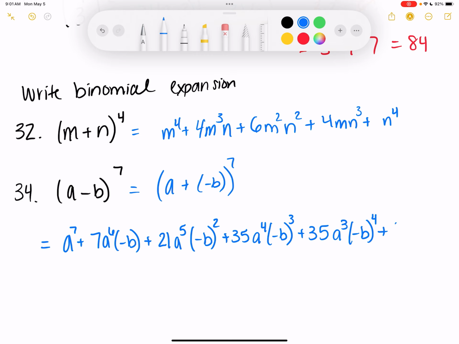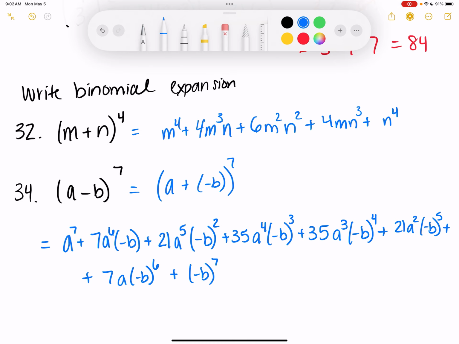plus 21, and again, you may have to arrow over, a squared, and then negative b to the fifth, plus, I'm going to come down here and write it, 7a, and then negative b to the sixth, and then finally, plus, it's just a 1, a is gone now, negative b to the seventh.